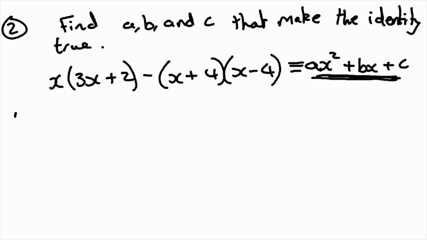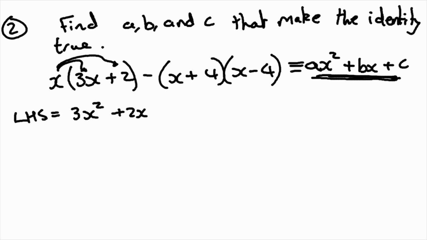So again, we take one of the sides. In this case, we're going to take the left-hand side and we're going to simplify it. So we're going to start off by expanding the brackets. So x multiplied by 3x is 3x squared. x multiplied by 2 is 2x.